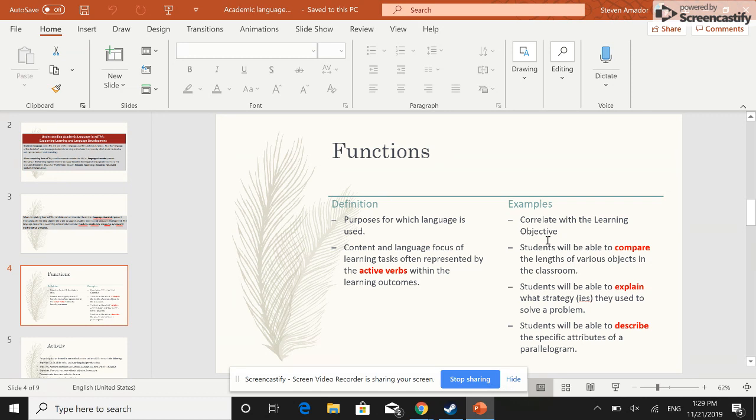For example, in the examples we have compare, explain, and describe, and they also have to be accompanied by vocabulary terms, which we'll see in the next component. Compare what? Compare the lengths. Compare functions. Compare different mathematical terms that we're working with in that unit. Explain, what are we explaining here? Explaining the strategies they're using to solve a problem. They're describing the attributes of a parallelogram.